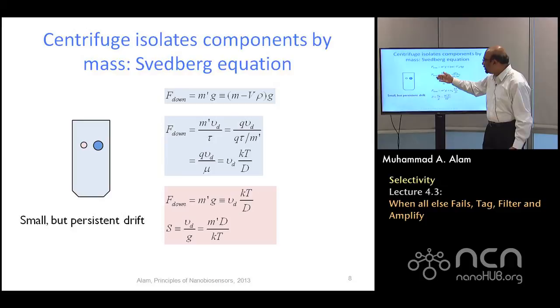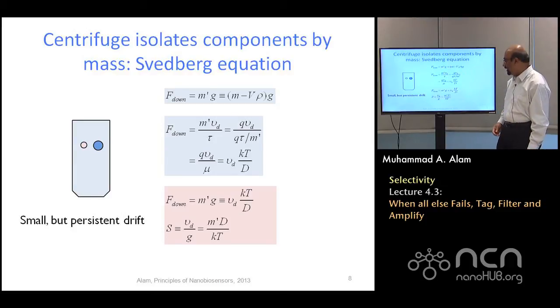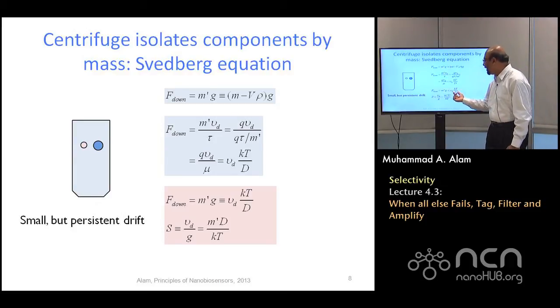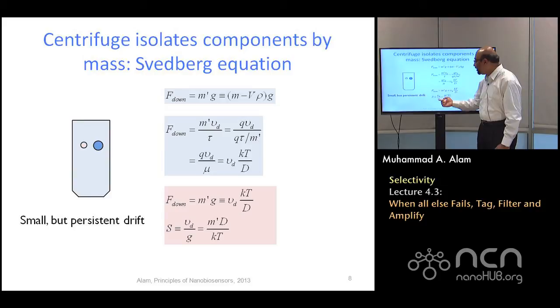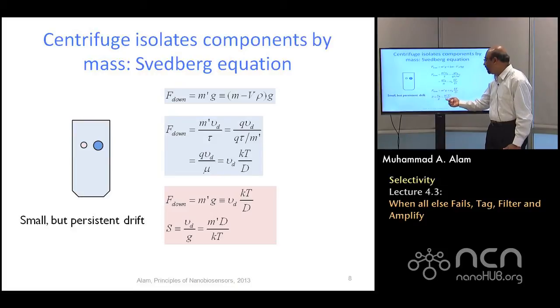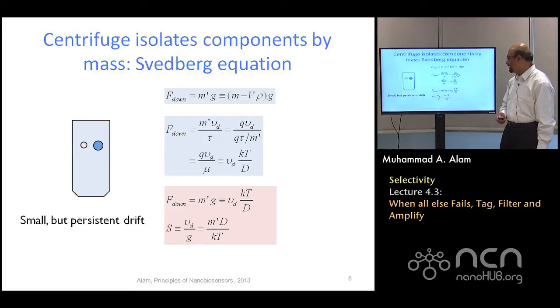And so you can balance these two. These two must be the same thing in both cases. So if you balance the two and take a ratio of the drift velocity downward, or saturation velocity downward, with respect to the acceleration, then it's given by the net mass diffusion coefficient divided by kT.